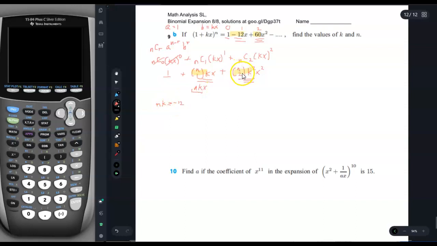And then for the third term, n choose 2. We don't know what n choose 2 is, but we know that the coefficient is going to be the n choose 2 coefficient times k squared, and that is equal to 60.